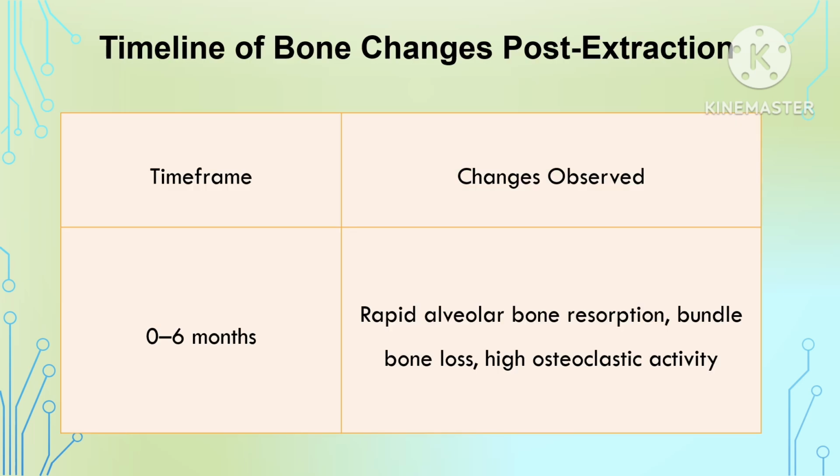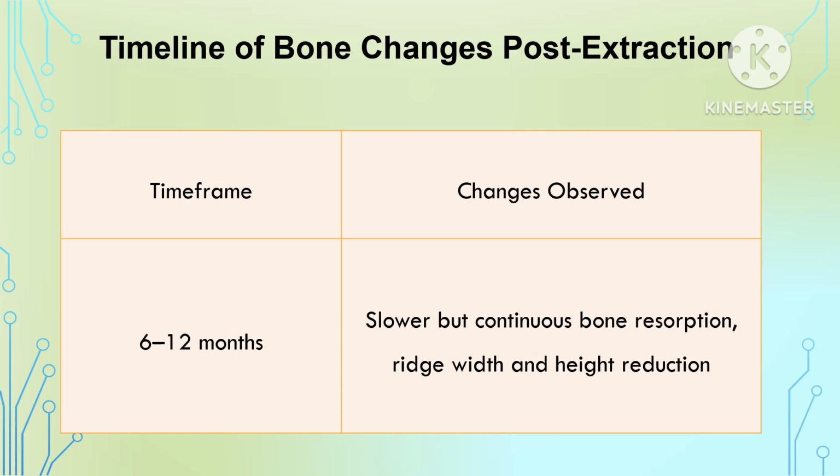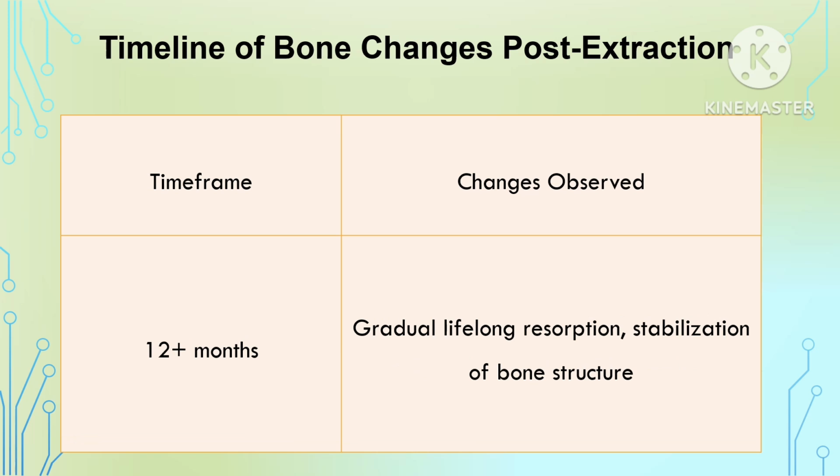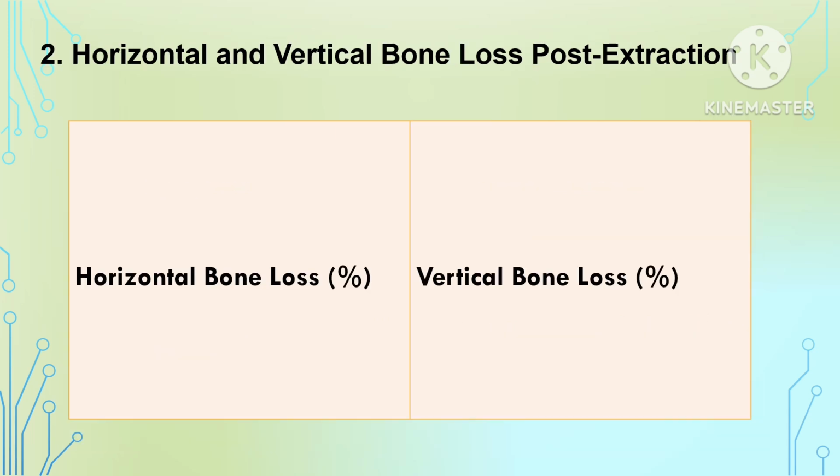after the tooth is extracted. The bundle bone, which directly supports the tooth, is first to resorb, leading to overall ridge shrinkage, and it is most significant within the first 6 months, followed by a slower continuous resorption process. The buccal and the labial bone resorbs faster than the lingual and the palatal bone, because the buccal bone is thinner, making it more vulnerable to loss.